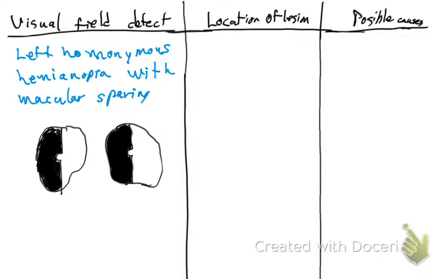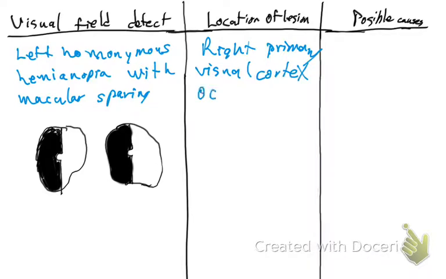So what is the lesion? The lesion is going to be in the right primary visual cortex. Okay, let's just write primary visual cortex. This is the occipital lobe. Whoa, so it looks like we're going to be running through all the lobes. Not all the lobes, but yeah.